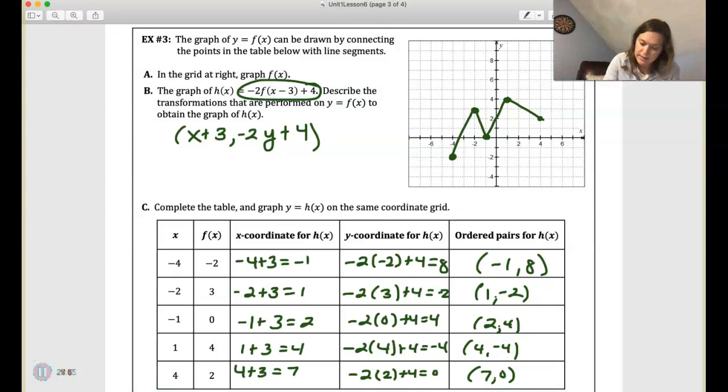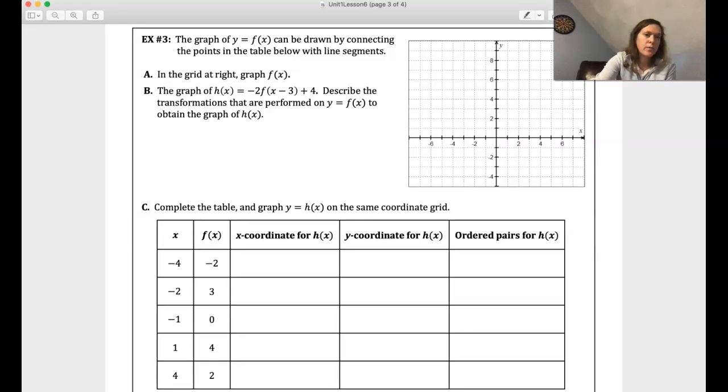So -1, 8. It's up here. 1, -2. So 1, -2 is right here. So I'm going to connect those. Then we have 2, 4, which is right here. Connect those. 4, -4. Connect. And then 7, 0 is here. All right. So there's our graph. So you can kind of see how it's being reflected over the x-axis, right? Kind of see that reflection happening. And we have all the different shifts happening also. All right, so hopefully you're good to go with that one.